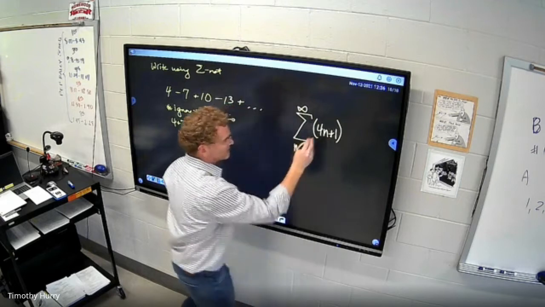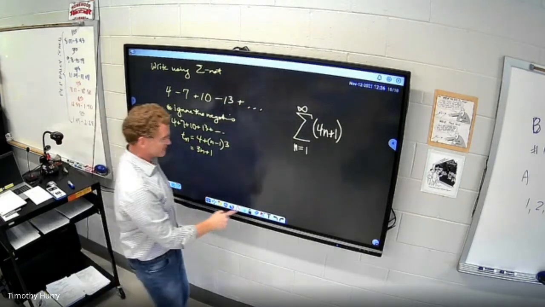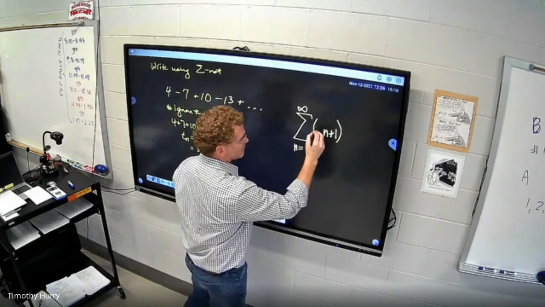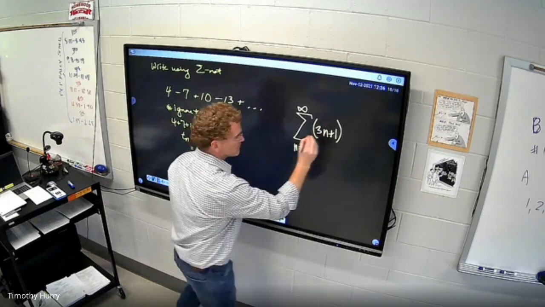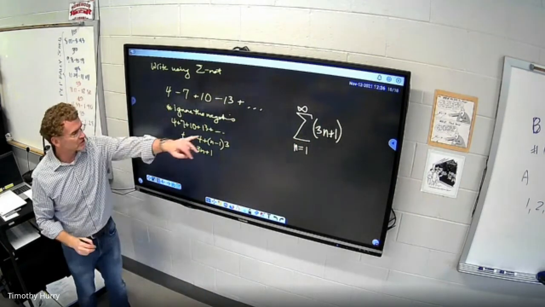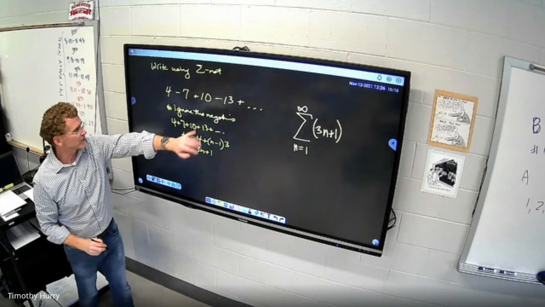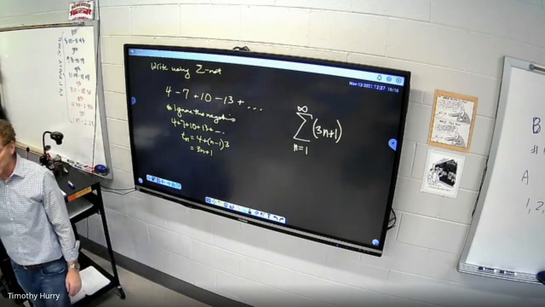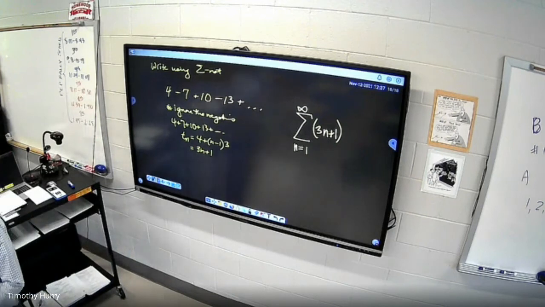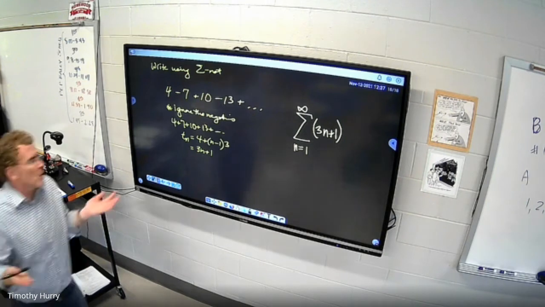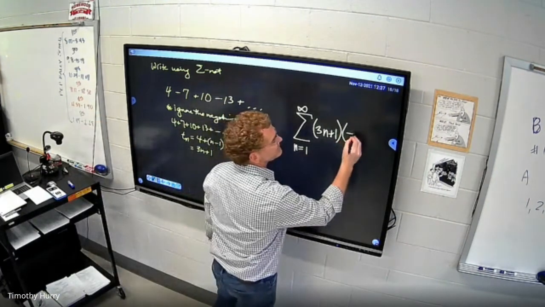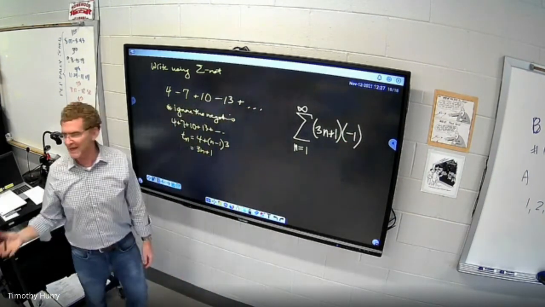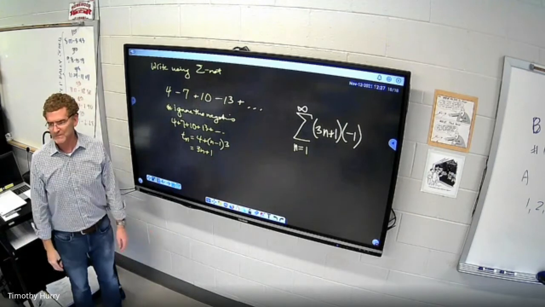And that will give me 3n + 1. Sorry, that will give me the 4. If I plug a 2 in there, that gives me the 7. A 3 in there, that gives me a 10. Now, you said that the negative reminded you of geometric, right? Because on geometric, when you multiply by a negative, it switched the signs. But I can't just go, oh, well, let's just multiply by a negative. Because if I just multiply by a negative, what happens?